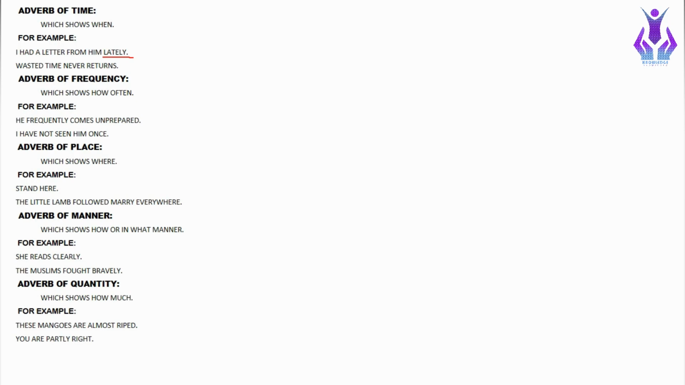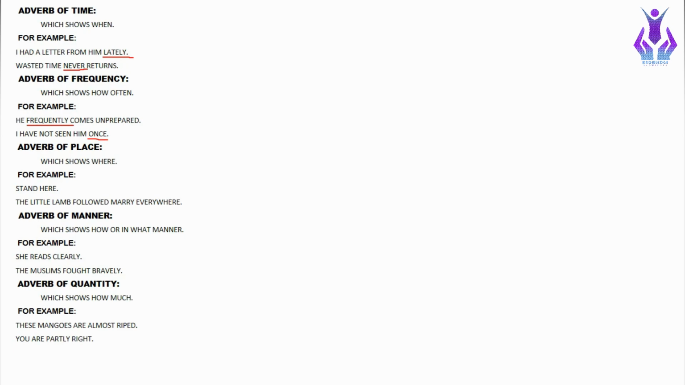The next one is wasted time never returns. Here never is our adverb of time. The next is adverb of frequency. Adverb of frequency shows how often. They are somehow related, but adverb of frequency shows us how often. For example, he frequently comes unprepared. Here the word frequently is our adverb of frequency. The next one is I have not seen him once. Here the word once is our adverb of frequency.